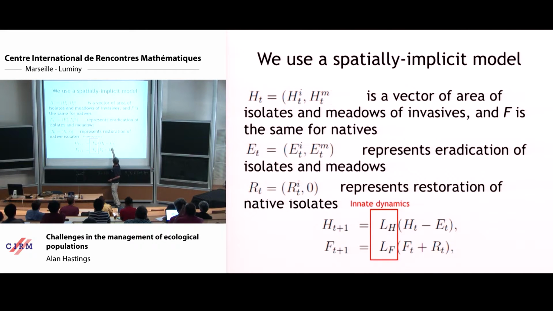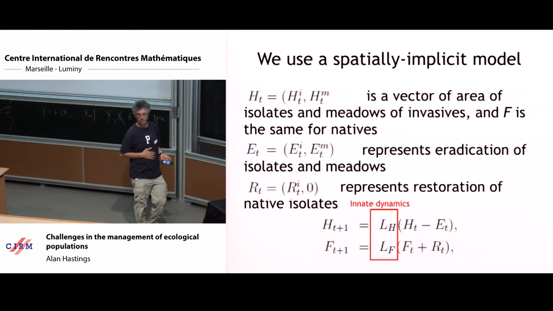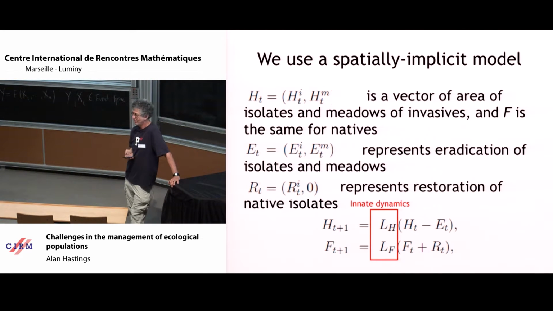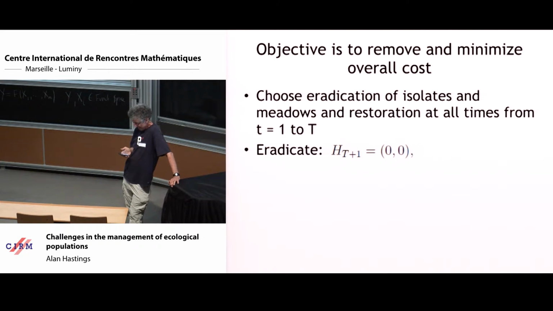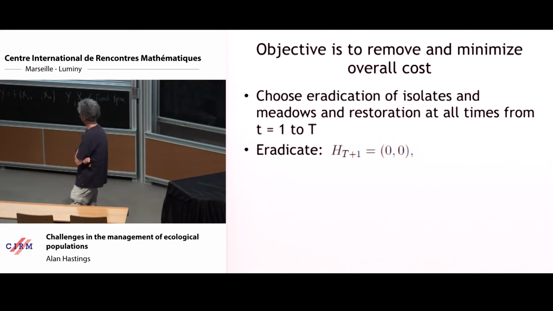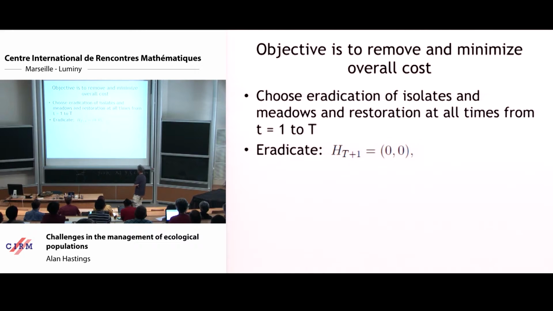And then once again, we've got the terms representing, so we're letting E and R both be positive, the way we're representing. E and R represent the two management tools that we apply each year. And the objective is to remove and minimize the cost. So we have some time cap T that we want to end up with nothing, so that H, the vector representing the hybrid, or the horrible one, is that what you called it? The horrible one should be 0 at time T plus 1.